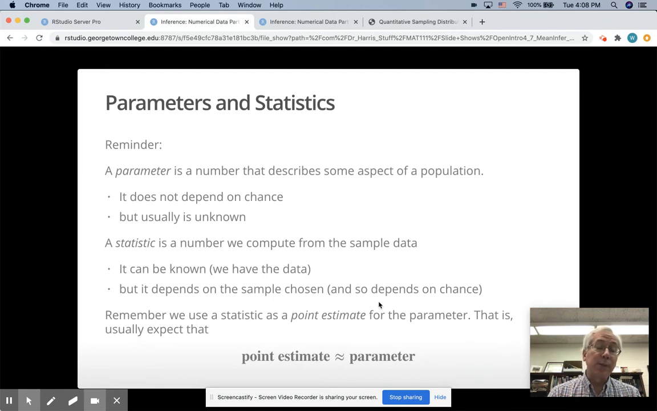We compute a number from the sample. We call that number a statistic. We can calculate that whenever we collect the data, but we need to realize that it depends on random chance because the value of the statistic depends on the sample that's chosen. And we've also used the term point estimate as a synonym for statistic. The idea is that when we use a point estimate to describe a population, we're assuming that the point estimate is approximately equal to the value of the parameter.